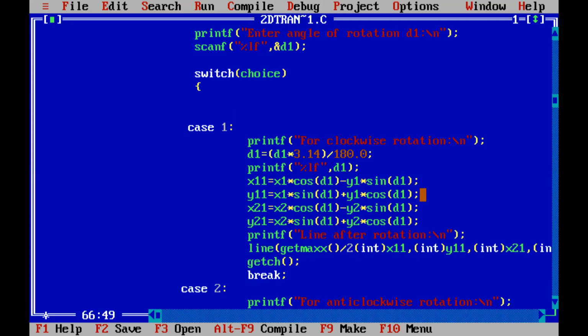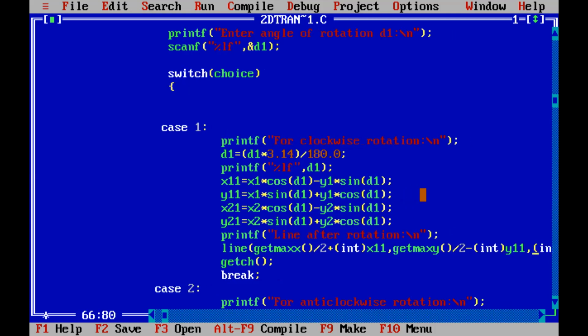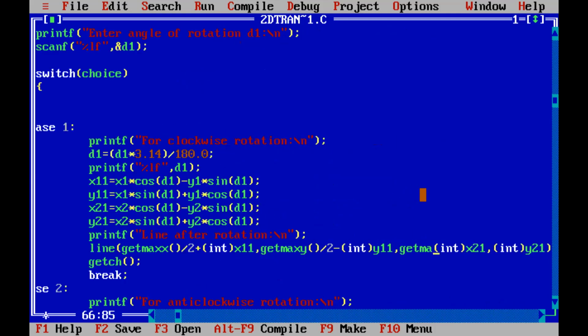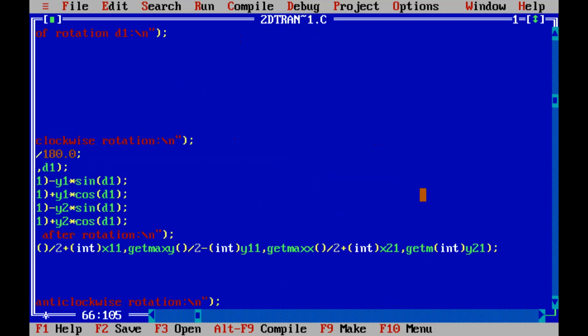Get max x by 2 plus x and get max y by 2 minus y. Get max x by 2 plus x and get max y by 2 minus y.